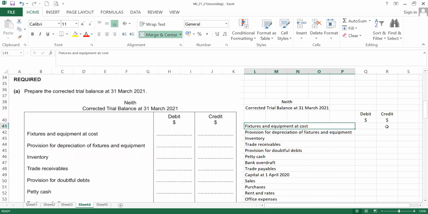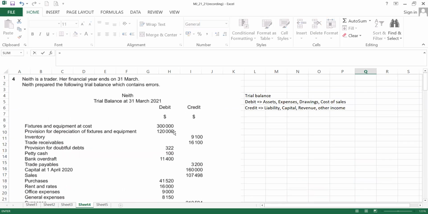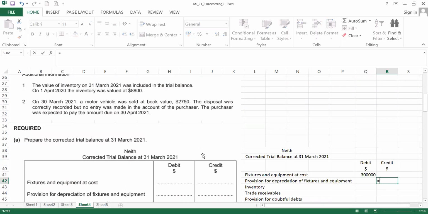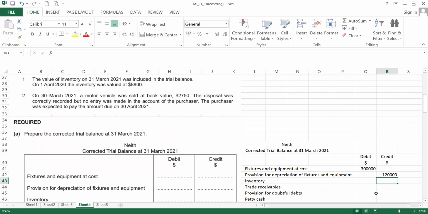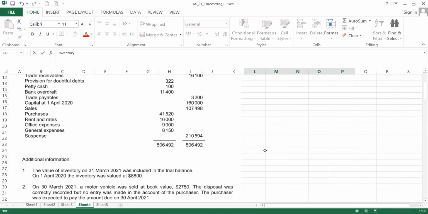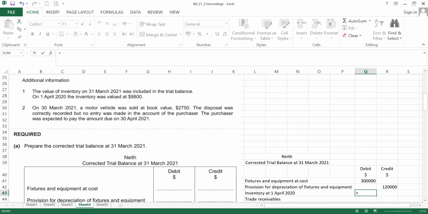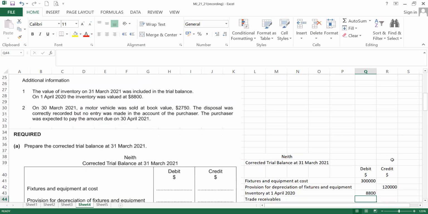Now go to the fixtures and fittings. This is a cost. Cost is a non-current asset on the debit side. So 300,000 should be on the debit side, whereas the provision account should be on the credit side, so 12000. The next one, inventory. Be careful with this inventory. We should only take the opening inventory at 1st April 2020, not the closing inventory. So take note that the inventory we should take is the opening 8800 in the trial balance.